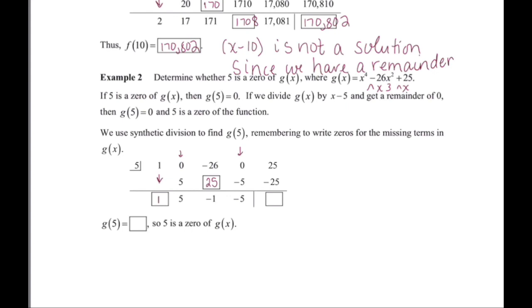Negative 26 plus 25 is negative 1. 5 times negative 1 is negative 5. 0 plus negative 5 is negative 5. And 5 times negative 5 is negative 25, so we have a remainder of 0. Since when I plugged in my value of 5, we ended up with 0, this tells me that 5 is a 0. So my binomial, x minus 5, is a factor.